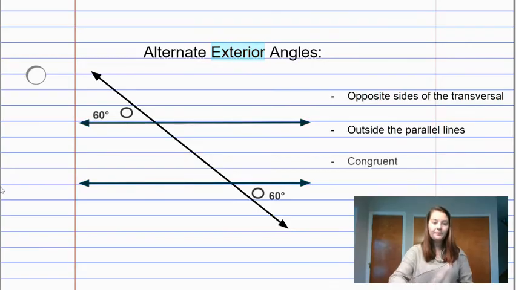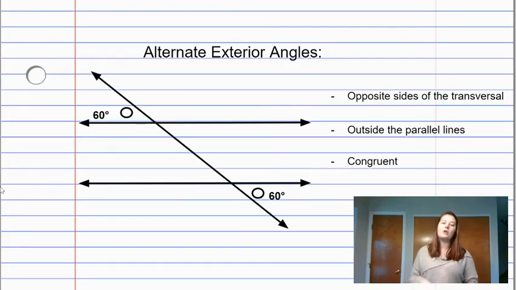Let's look at an example. We have your circles. Are those circles on opposite sides of the transversal? Yes, they are on opposite sides of the transversal. Are they outside or inside the parallel lines? They are outside of your parallel lines. And are the angles congruent? Yes, both angles are equal to 60 degrees. They are congruent to one another. They are the same.